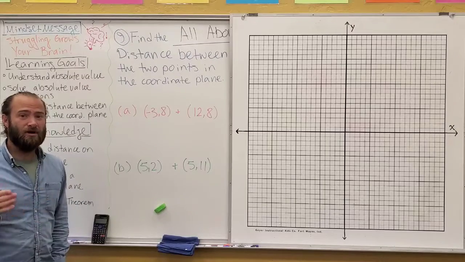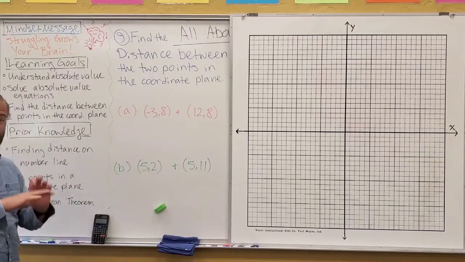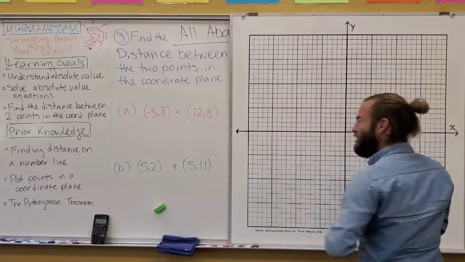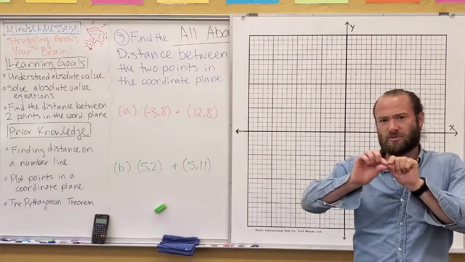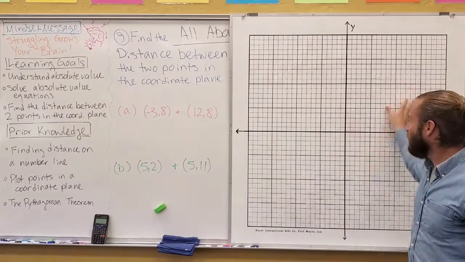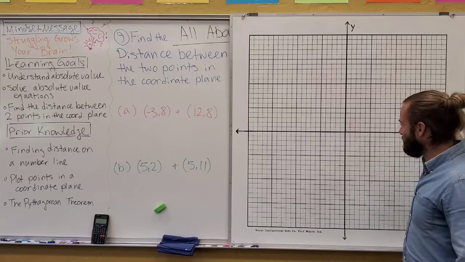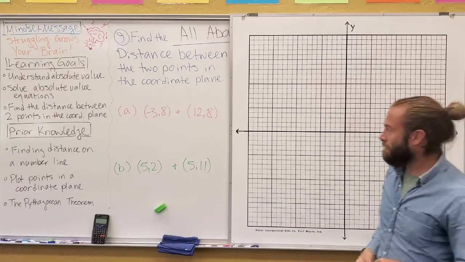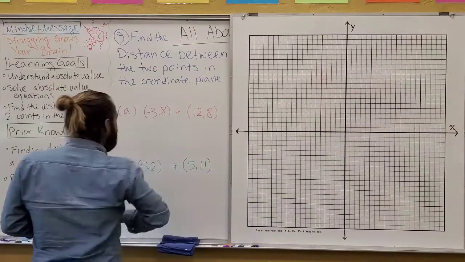So our last part of this lesson, that's all about distance, is now moving into the coordinate plane. Most of what we've been talking about has just been on a number line, right? But now we're moving into two dimensions. This is two number lines. We have an x and a y axis. So we're going to start with some easier ones.